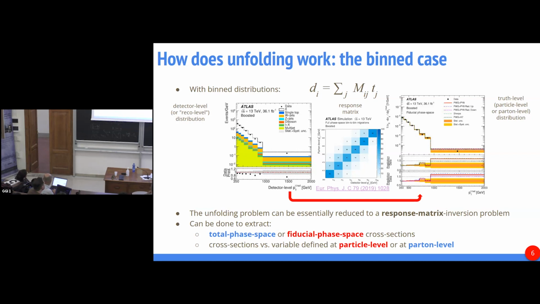Okay, this is the truth. These are the truth bins. These are the detector bins, and this is just what we call the response matrix. Sometimes, by the way, you hear a migration matrix. What does it mean, migration matrix?